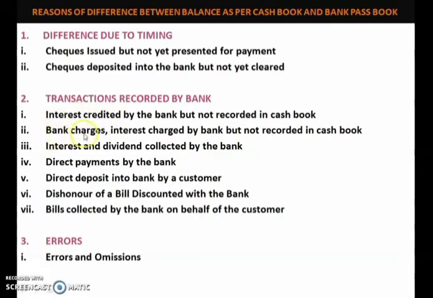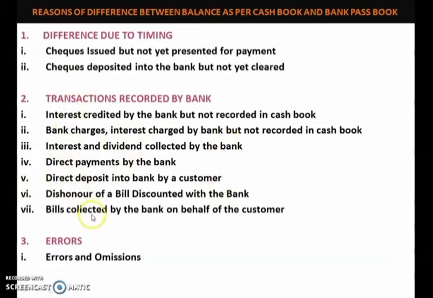Same is the case with bank charges. Interest charged by the bank but not recorded in the cash book, and interest and dividend collected by the bank. So these are the expenses which the bank will charge to us, like bank charges and direct payment by the bank. The bank is making the payment, paying the telephone bill or electricity bill of ours, and we are not recording it in the cash book, but our passbook is being recorded with this amount. So that shows the difference.